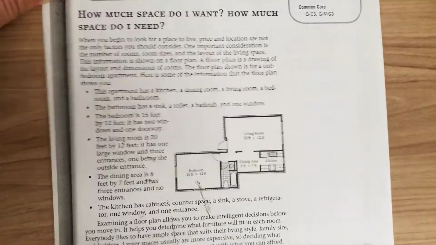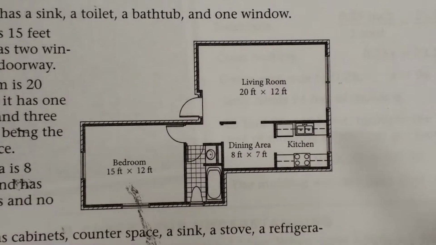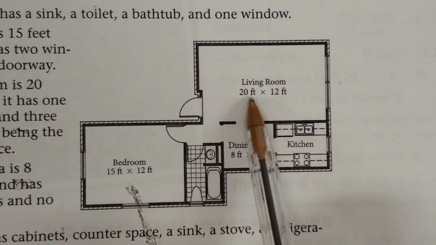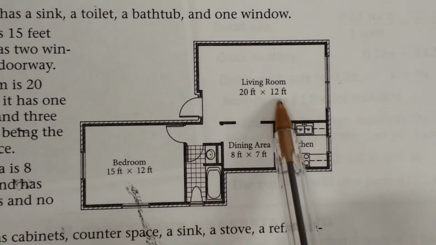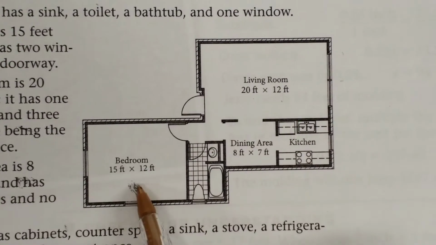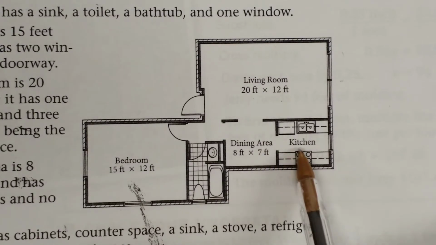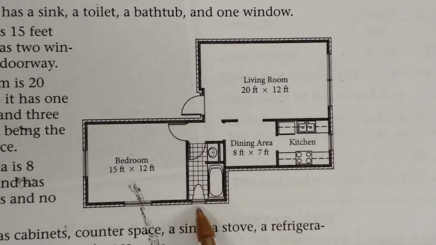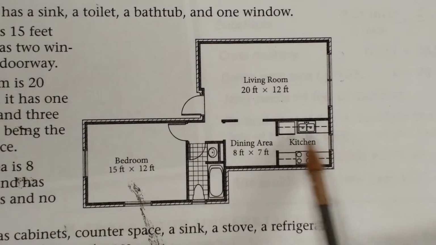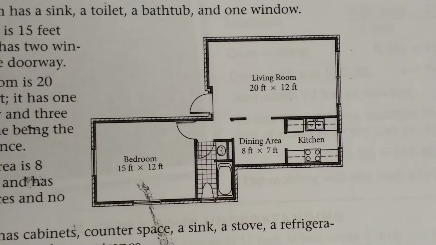And this is a typical floor plan here, or a representation of a floor plan, where you have the living room, and it gives the dimensions of the living room, which would be 20 feet by 12 feet, a bedroom, a dining area, a kitchen. That's going to be a bathroom. You can see the tub, and all the parts that go with the apartment.